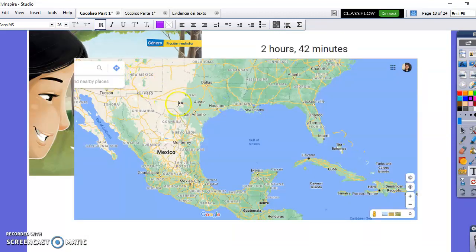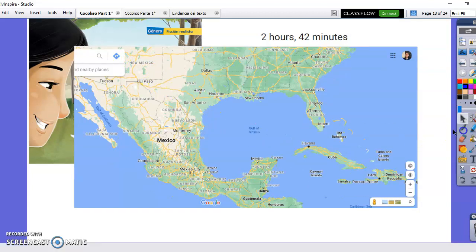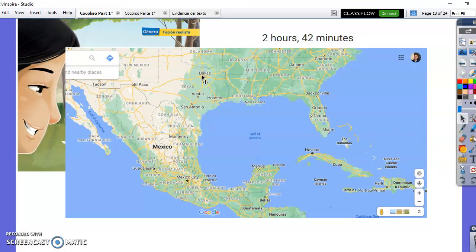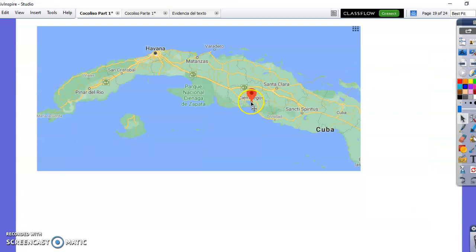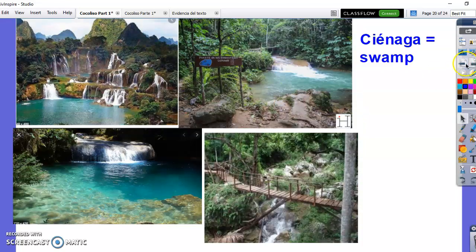So just like I said, the setting is a real place. We live here in Texas next to Dallas. But if you fly in a plane for 2 hours and 42 minutes, you can actually get to this island, Cuba, which is a country here. And actually, Cienfuegos is the city that's close to the setting of our story, but this is actually where it takes place. Parque Nacional Ciénaga de Zapata. Ciénaga means like wetlands or swamp. Here's pictures of this place that really does exist. Again, it's a swamp or wetlands where there's a lot of water, a lot of plants, and a lot of animals.